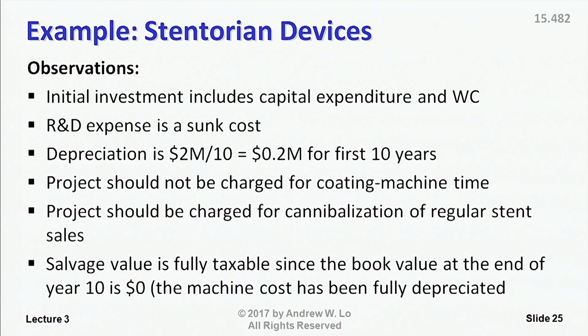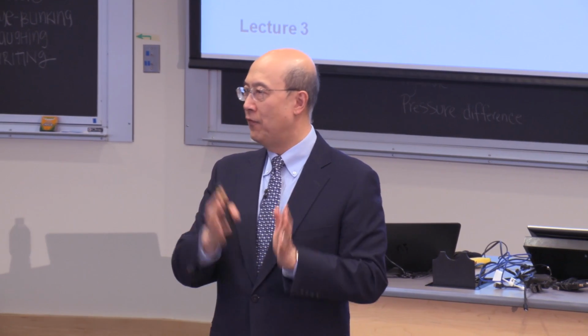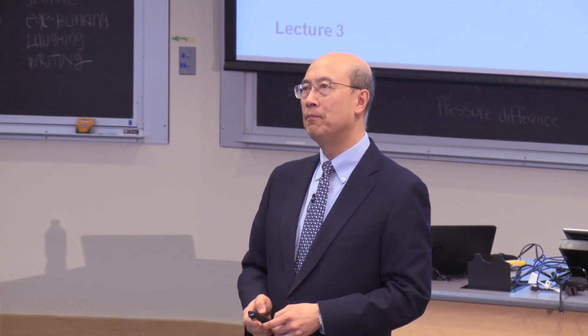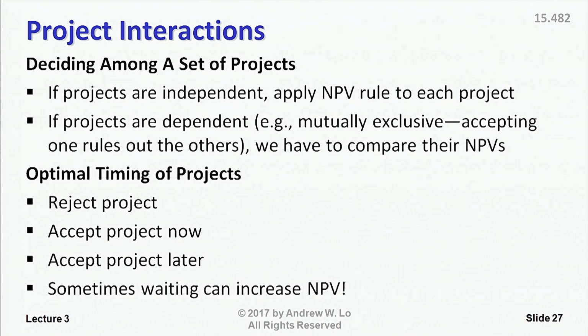One thing to keep in mind in this example is there are certain sunk costs that it's very tempting to include in the calculations, but the fact that they're sunk means you can't get them back, they're gone, it's history. The focus is to move on and look at the project as a standalone. The other point about capital budgeting is project interactions. If projects are independent, that's pretty straightforward. Apply the NPV rule to them.